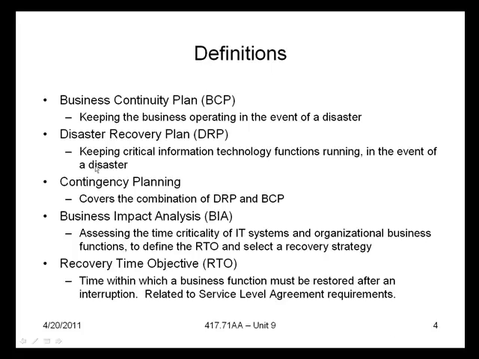Definitions. We've got business continuity plan. This is how you keep the business operating in the event of a disaster. This isn't just about recovering information technology. It's making sure that your customers are serviced, your bills are paid, your vendors are paid as well, and you can keep producing the product you do in terms of normal business operations.